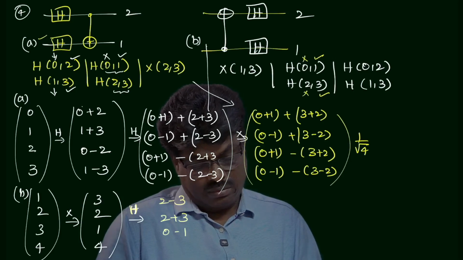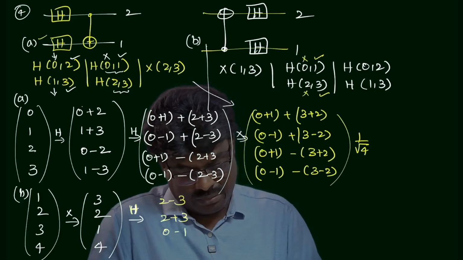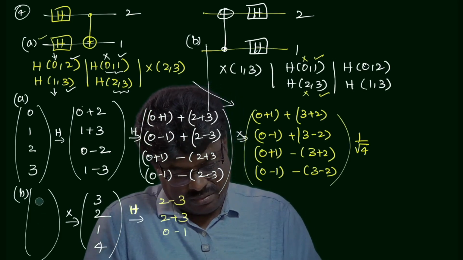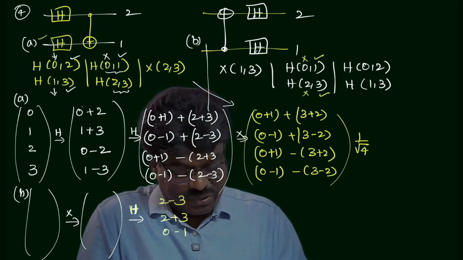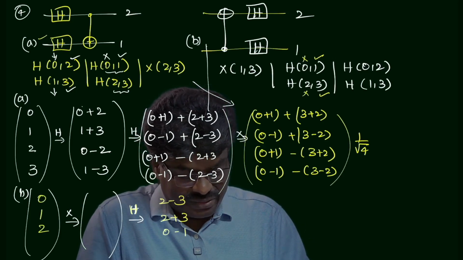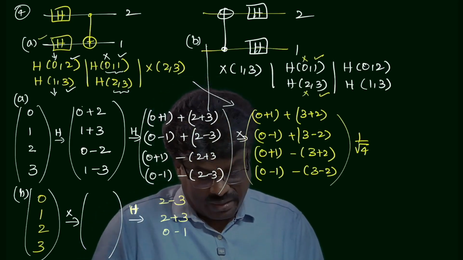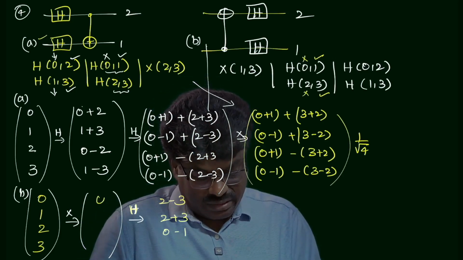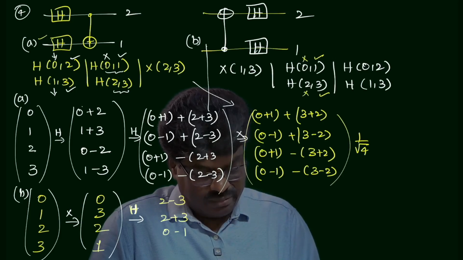Oh, 1 minus 1. What is this? I'm sorry. 0, 1, 2, 3. So X, that is a 0, 3, 2, 1.